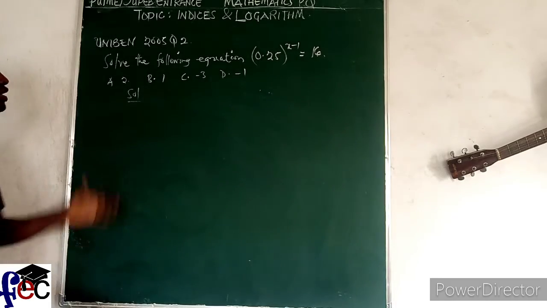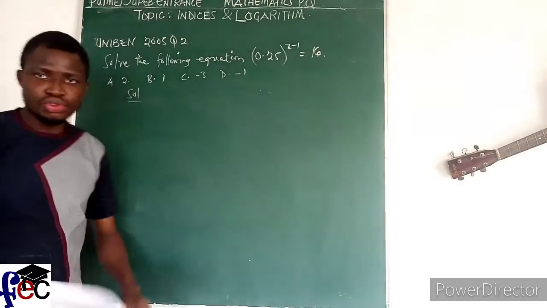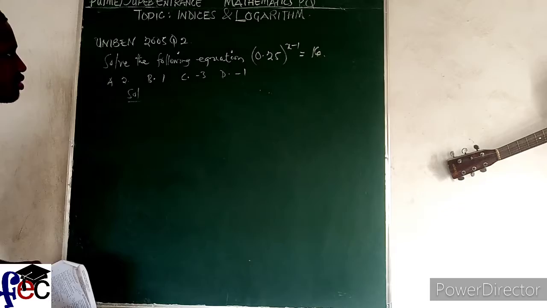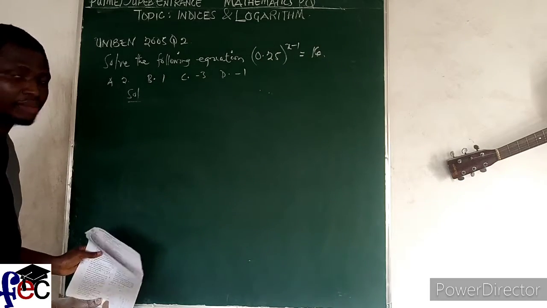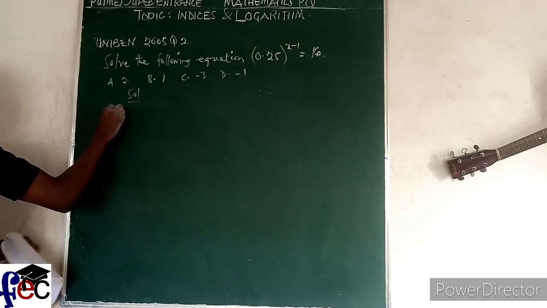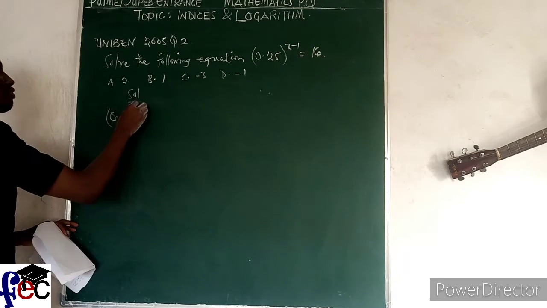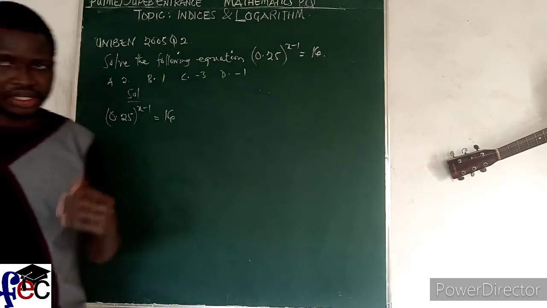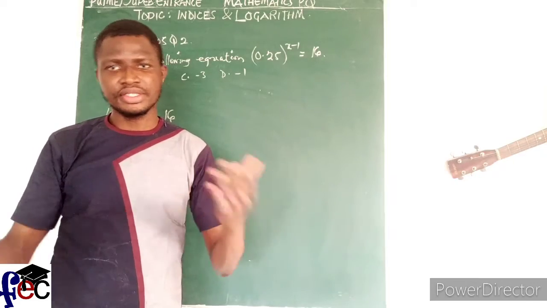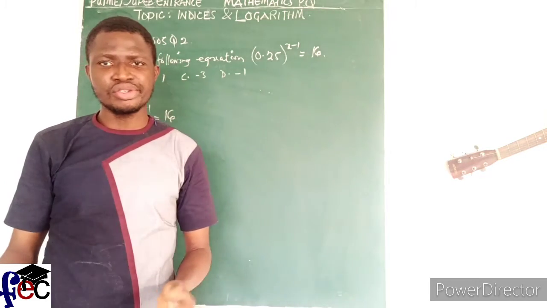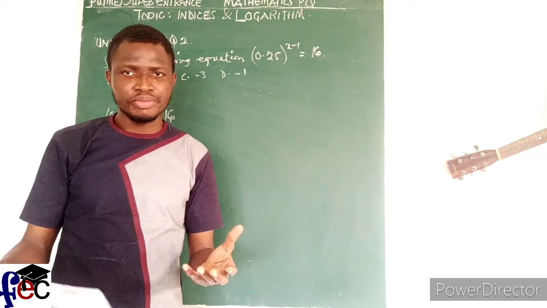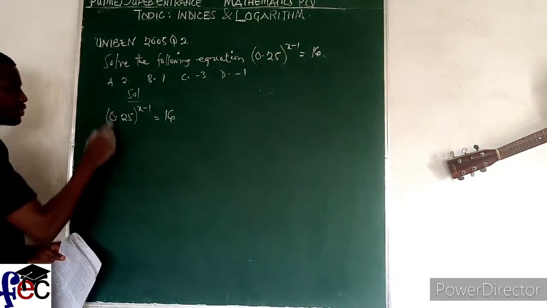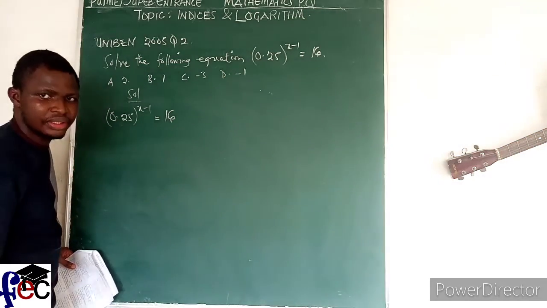Alright. So solve this from Uniben 2005. We have to solve this equation. It's not far-fetched. It's the same approach. 0.25. When I meant same approach, I was referring to the fact that we express the two sides of the equation in an index form that the bases will be the same.